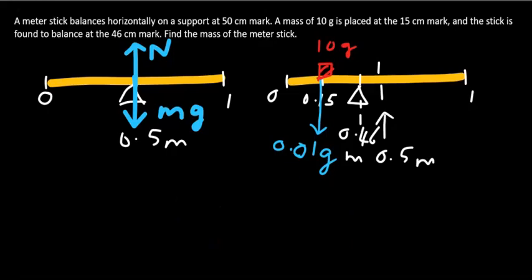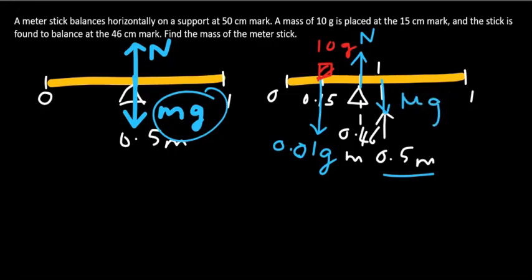What other forces are there? You have the normal force from the support onto that meter stick, let's call it N, and then you have the original weight of the meter stick itself. We know the point at which it acts is exactly in the middle, namely at the 0.5 meter mark. So the weight of that ruler acts exactly at the middle mark of the meter stick. Let's call it mass times gravity. This mass is what we want to determine.